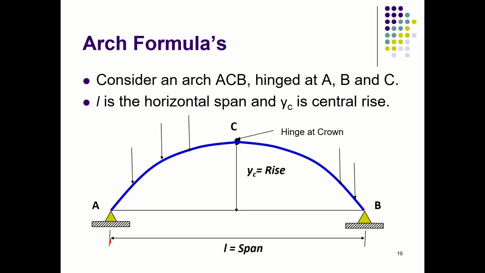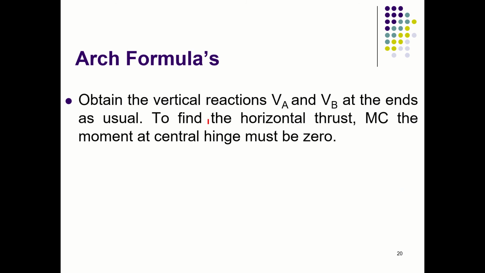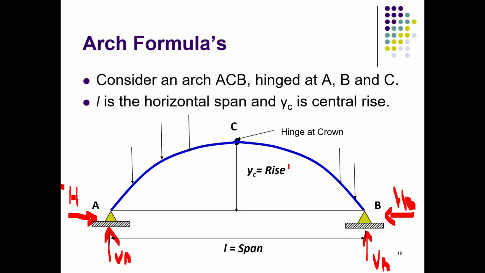So as I told you that at hinge support you will have two reactions, for example V, right, and H. So at both the supports A and B you can get VA and VB. Right? To find the horizontal thrust, the MC, the moment at central hinge, must be 0. So the moment at this point C, it should be 0 in order to get this horizontal thrust, right?